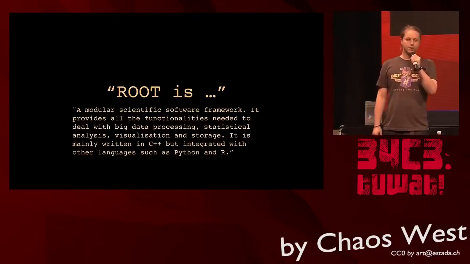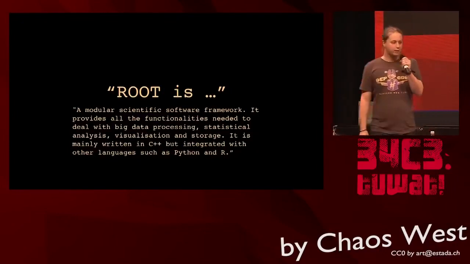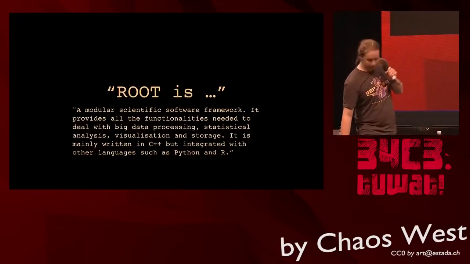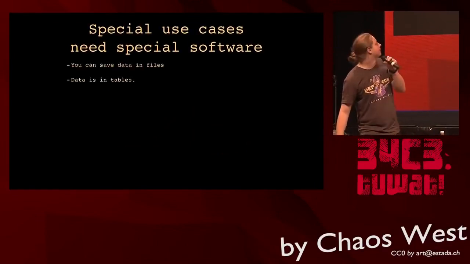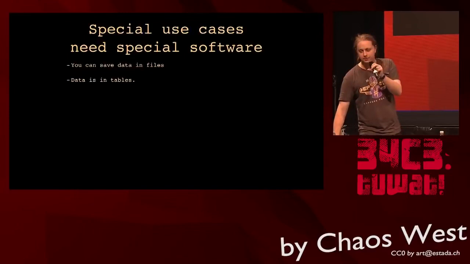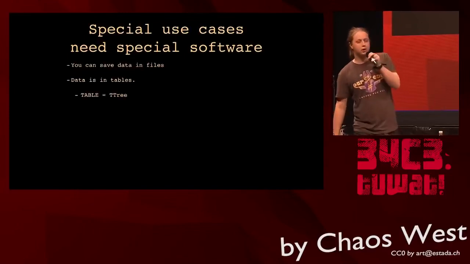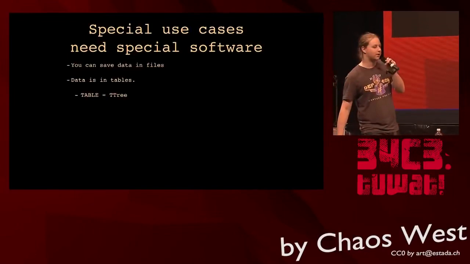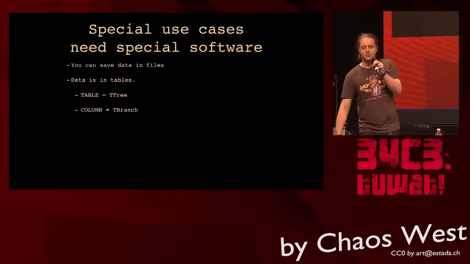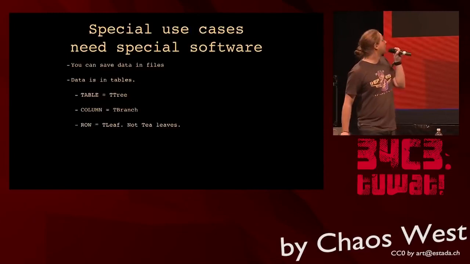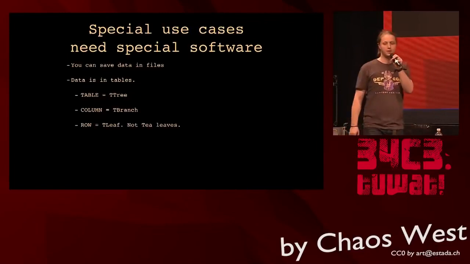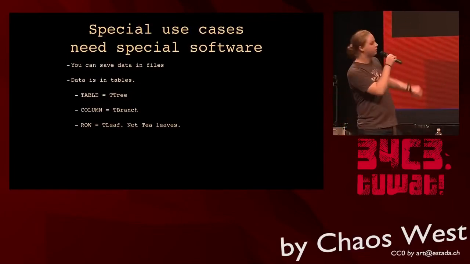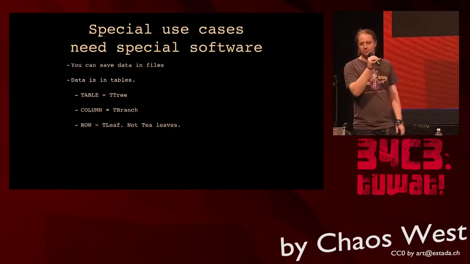But most of all, the thing I found it to be is very specialized software to do special use cases. First of all, you can save data in files. That's very special. That data is in tables, and tables are called trees in root. I don't know why, but they are. Columns are called branches. And in those columns, you can have rows or cells, and you get the idea. And they're called leaves, not tea leaves. But everything in root starts with a T because it's a type. It's C++. I don't know.